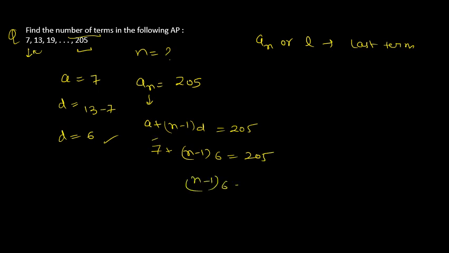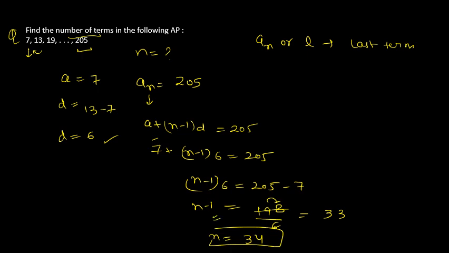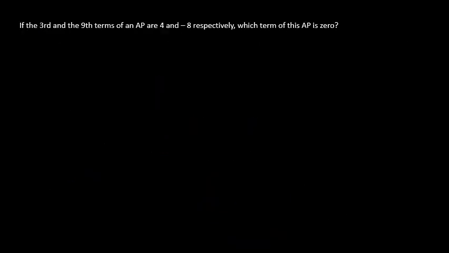7 will go in subtraction. 205 minus 7 is 198, and 6 will go in divisor form. So 6 3s are 18, 6 3s are 18. Sorry. So this is 6 3s are 18 and 1 6 3s are 18. Yeah. n minus 1 is what? 33. This one will go on to the right hand side, which will be in plus. So n is 34. There are total 34 terms and 34th term is your 205. Okay. This is how you can find out the number of terms in the whole AP.